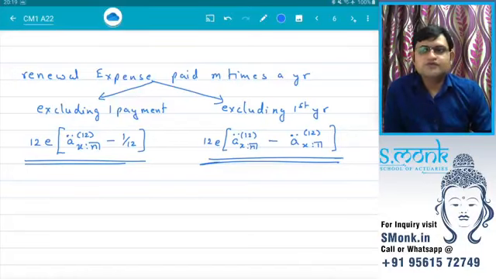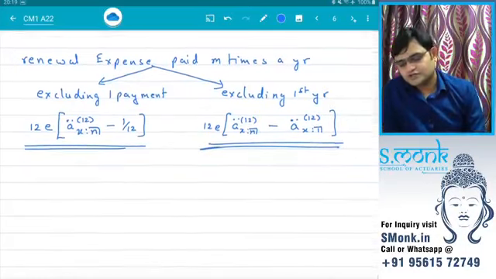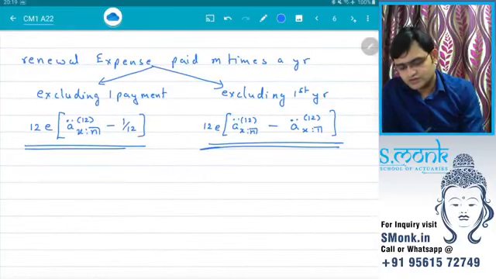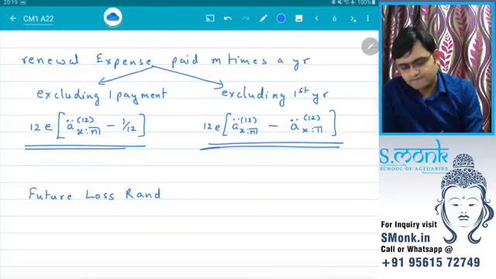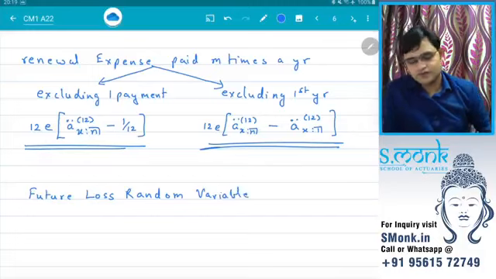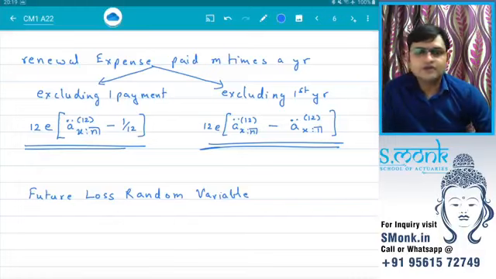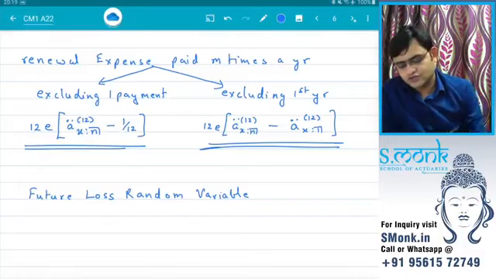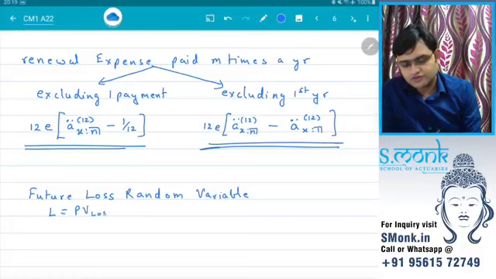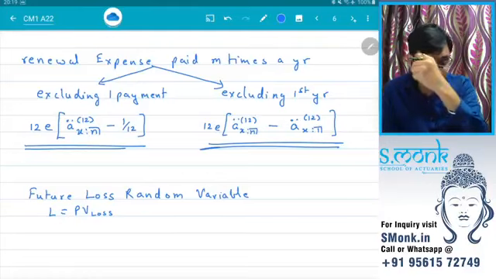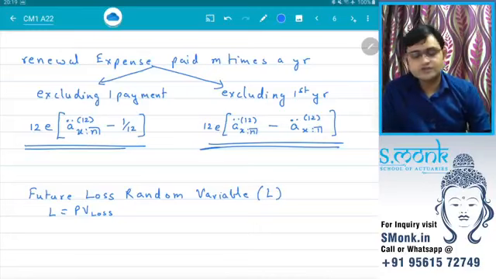Okay, but before we go to next time, we have something called the future loss random variable. It is just the random variable that we get for future loss. We'll write it as L, and L is nothing but the present value of loss.